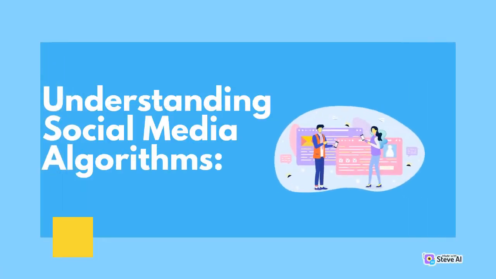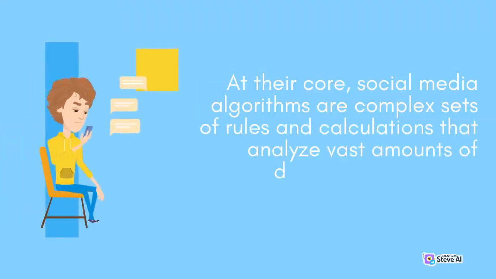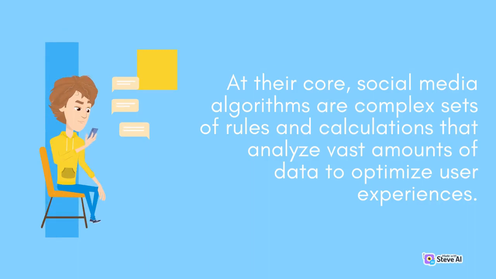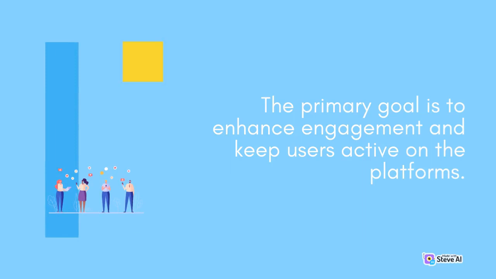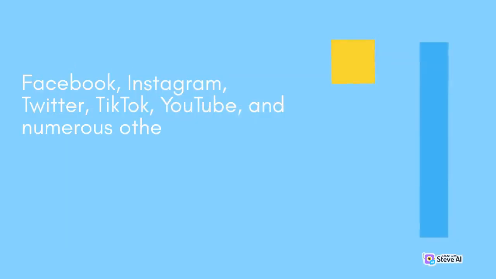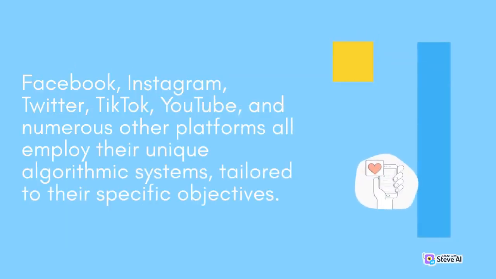Understanding social media algorithms. At their core, social media algorithms are complex sets of rules and calculations that analyze vast amounts of data to optimize user experiences. The primary goal is to enhance engagement and keep users active on the platforms. Facebook, Instagram, Twitter, TikTok, YouTube, and numerous other platforms all employ their unique algorithmic systems, tailored to their specific objectives.